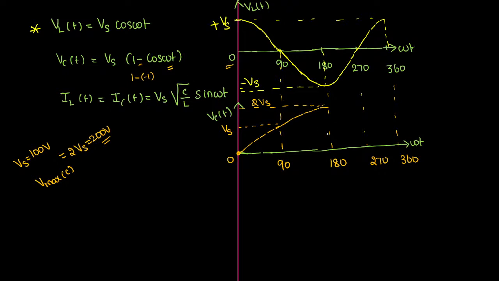Right? Fine, sir. Now at omega t equal to 270, what might you observe? 270 means cos 270 will be 0. So 1 minus 0, again 1. So it will once again come back to Vs. See there, again it is coming back to Vs. Now when we are putting omega t equal to 360, cos 360 will be 1. So 1 minus 1, again it will be going to 0.